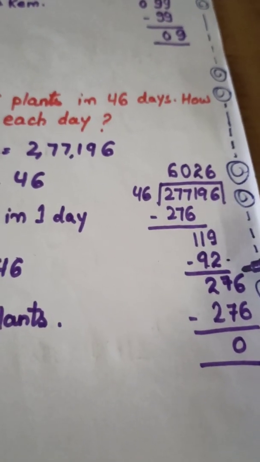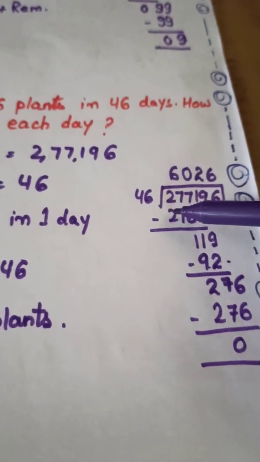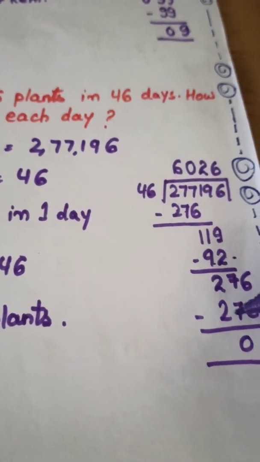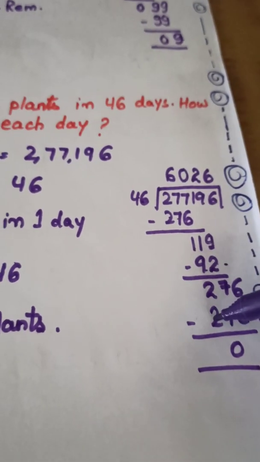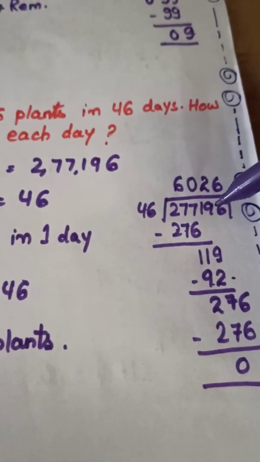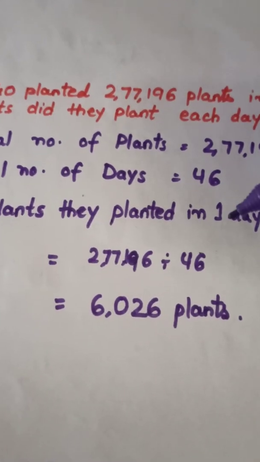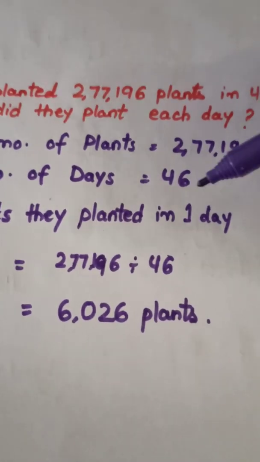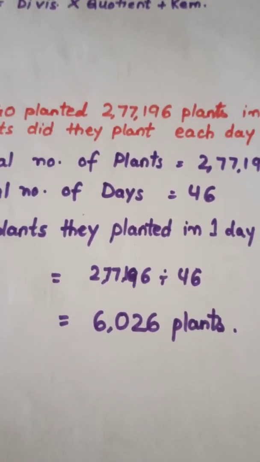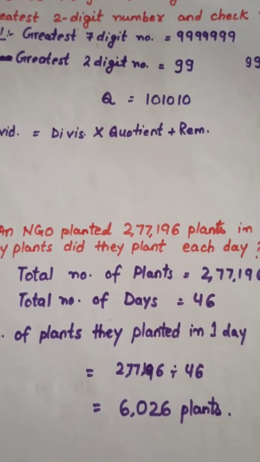Then we will take this 6 over here. Now 276 you can see, and 276 was there also. So 46 6 is 276. Okay, 276. After subtracting we'll get 0. So it means our final answer is 6026, and according to the question it means that in one day they planted 6026 plants. Okay, so this is how we have done exercise 11 of unit 4.